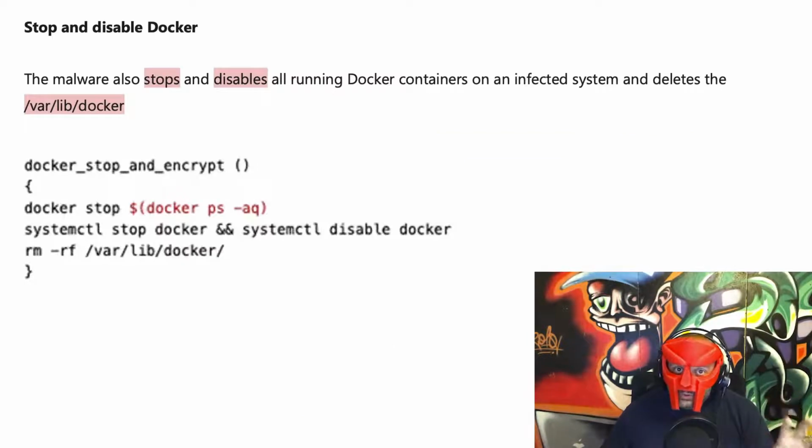So to stop and disable Docker, it uses docker stop, basically stopping any container that's out there, and it disables it using systemctl disable docker, and then it actually removes the /var/lib/docker folder, so it can't be started again.